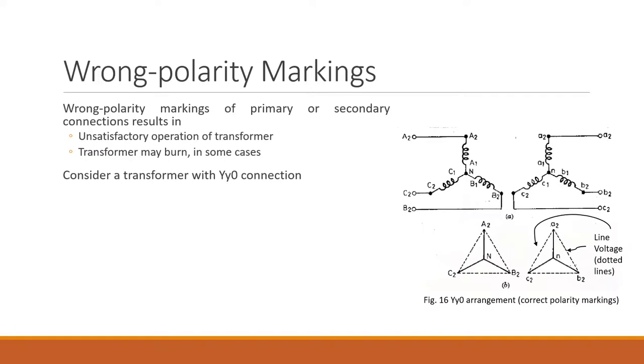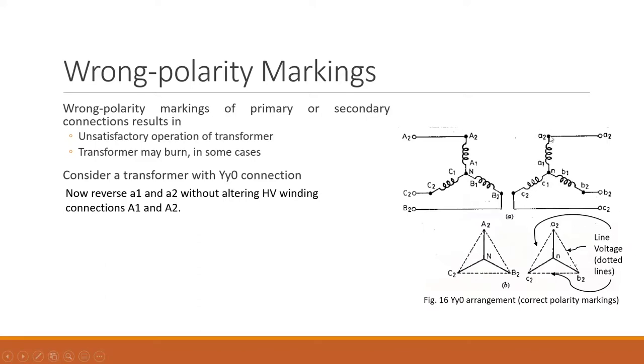On the LV side, you could see the terminal connection created by small a1, b1, c1, and the dotted line here indicates the line voltages. Now let us consider the inappropriate or wrong polarity case. How can we obtain the wrong polarity? We have just reversed the polarity of this A1, A2 on the LV side. So A1 will be connected as your output terminal, and A2 is going to contribute in forming the neutral. So now the connections are reversed.